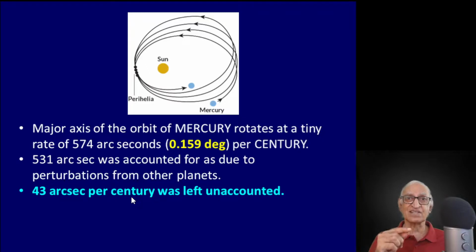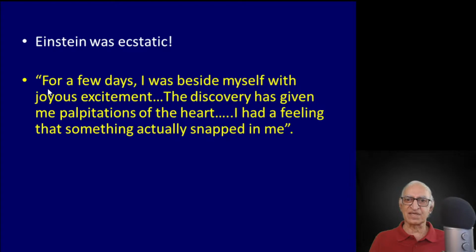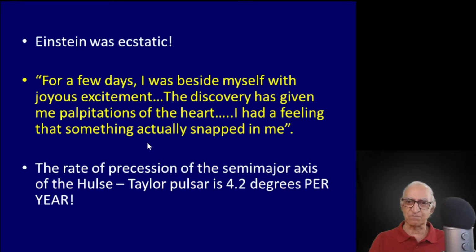And this is what Einstein tried to explain using his new theory of gravity. In the paper that he published on the 25th of November 1915, he estimated that this precession due to general relativity should be of the order of 45 plus or minus a couple of arc seconds per century. So Einstein sent a postcard to one of his friends saying, "For a few days I was beside myself with joyous excitement. The discovery has given me palpitations of the heart. I had a feeling that something actually snapped in me." To him, this was a tremendous triumph of his new theory of gravity.